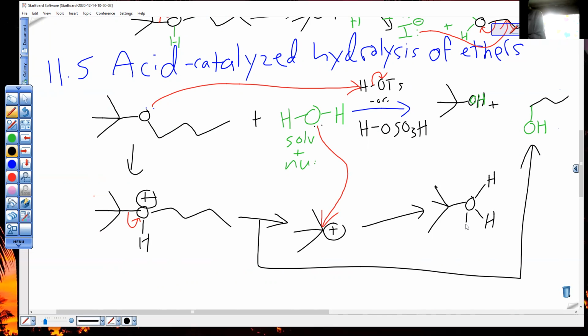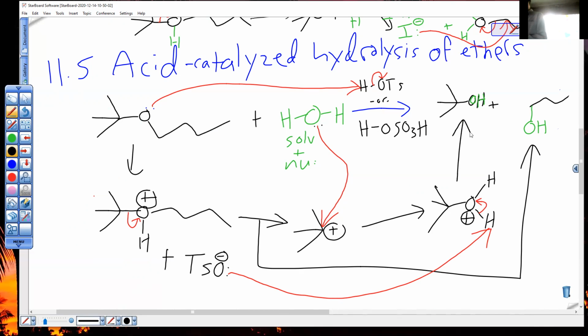What's going to grab that H from that oxonium? It seems to me we haven't used OTs minus yet. Acid-catalyzed hydrolysis. We better be regenerating our catalyst, or else we haven't understood what catalyst means. And now we're indicating we understand catalysts are remade after they're used. And hydrolysis of ethers gives 2 alcohols.